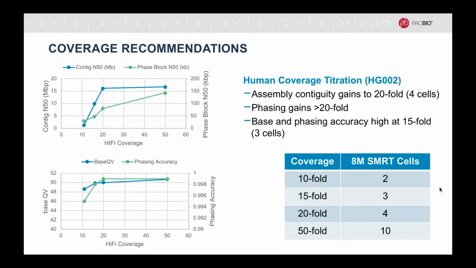But in contrast, look at the green line, the phasing accuracy is lower below 20-fold coverage. So in general, we would recommend coverage of 15 to 20-fold for HiFi for assembly. But if you're interested in phasing a diploid human sample, we would recommend higher coverage.